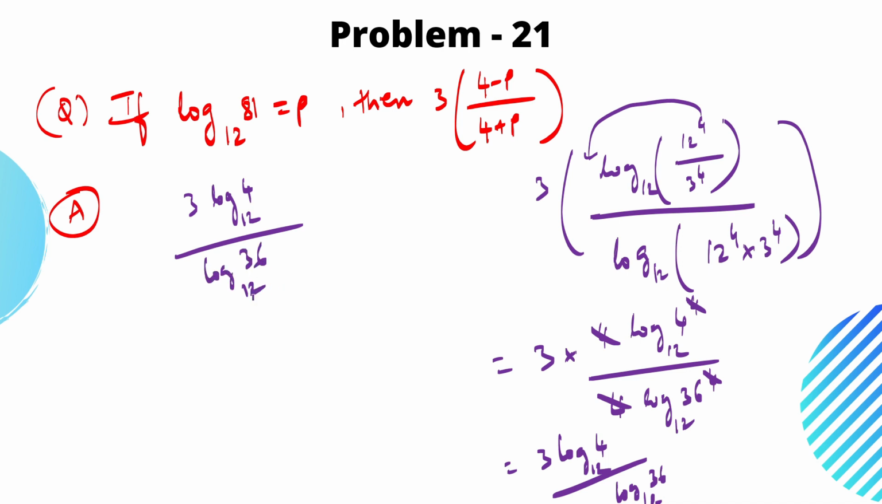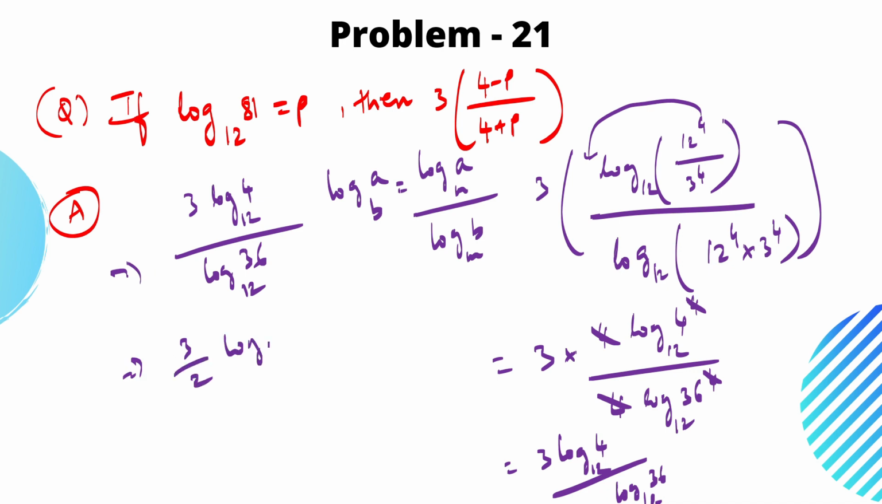Now what is this? We know the base change property, right? Which is log a to the base b can be written as log a to the base m by log b to the base m. M can be anything. You can write it anything. So here, we can write this as 3 by 2 into log 4 to the base 36, and this will be 3 by 2 log 2 squared to the base 6, because this 3 goes to the other side and it will become square.